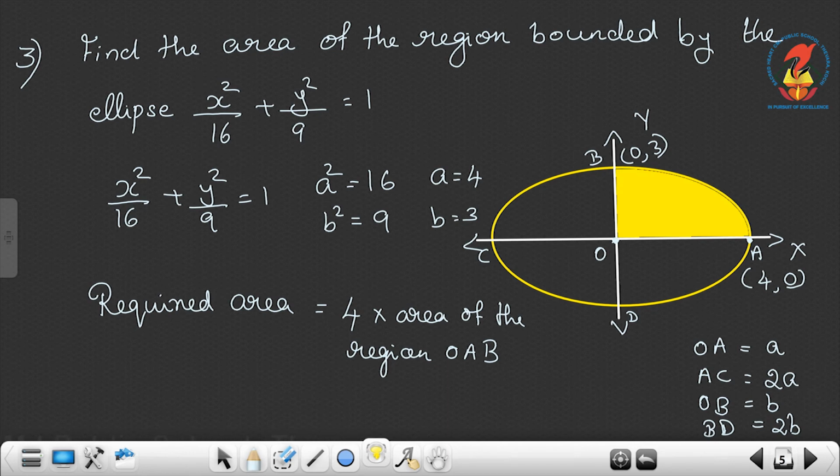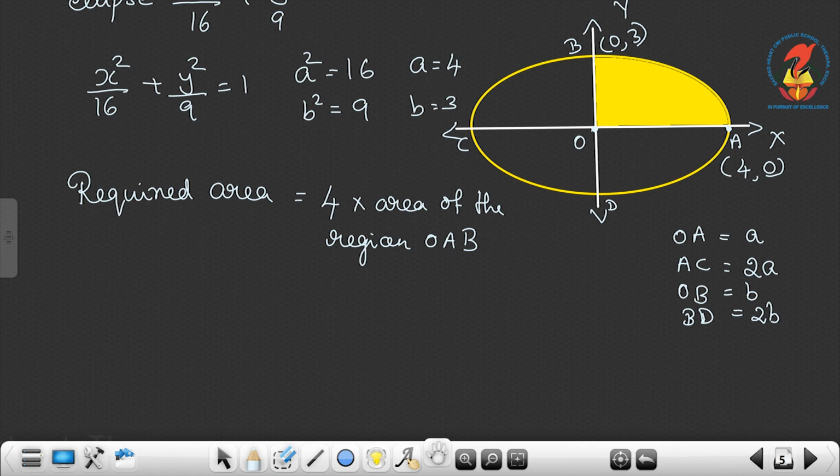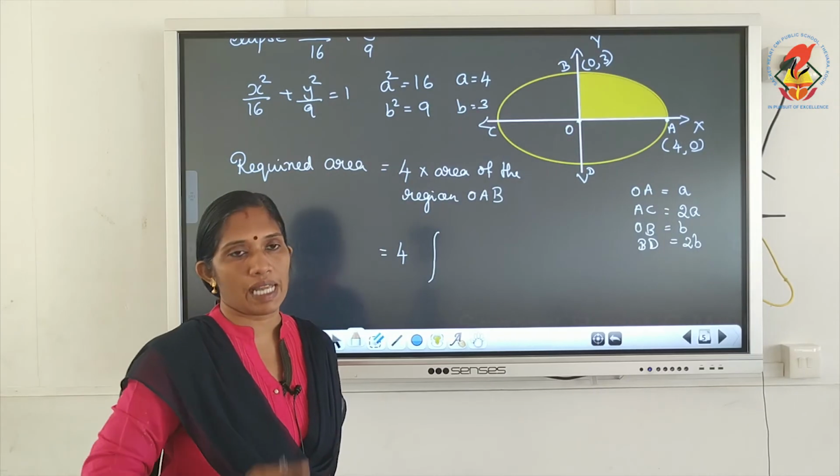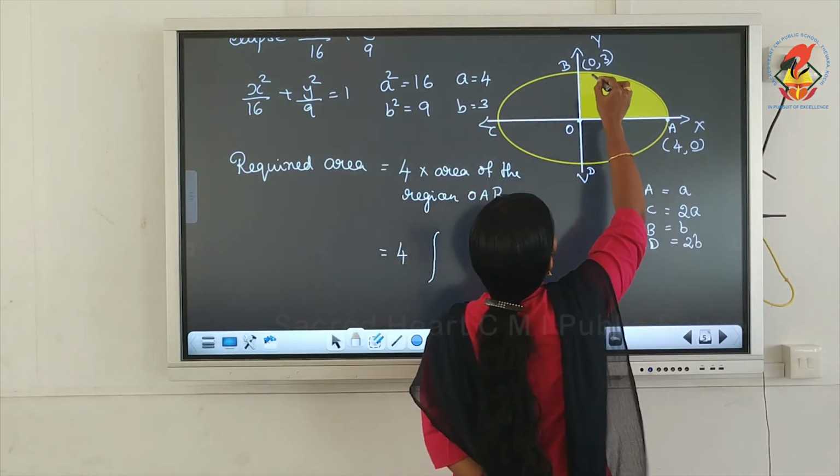So, that much is enough. Now, how to find the area of the region OAB? Either we can use x coordinates or we can use y coordinates. I am using x coordinate integrals, so you have to look only on the x axis. From where to where? This is the curve.